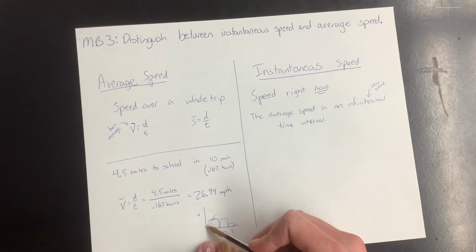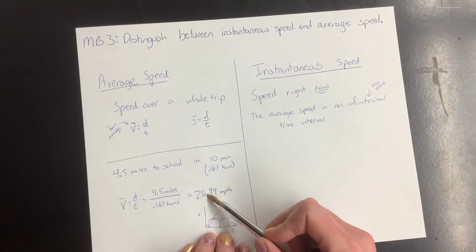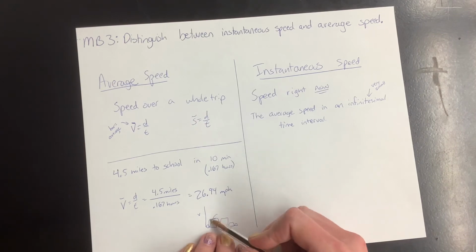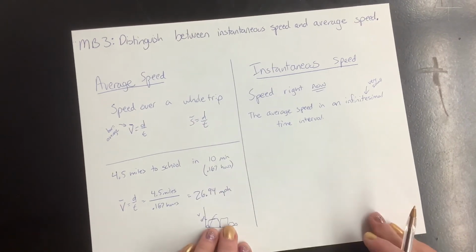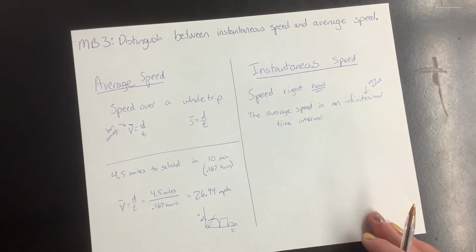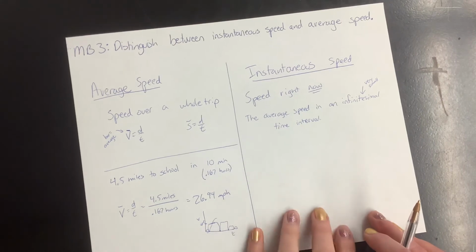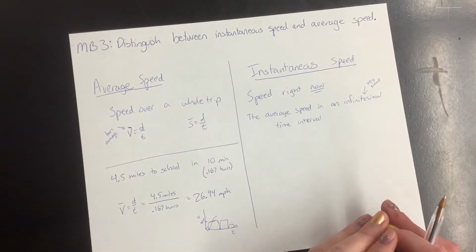So my speed over the whole trip is not 26.94 miles per hour. At this point in time, it's probably about 40 miles an hour. There's a part of the street where I think it's 45. So I'm going faster for part of it, but I'm not going that speed the entire time. So that's what we're talking about: average speed versus instantaneous speed.